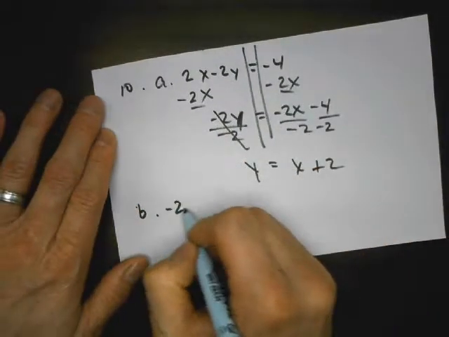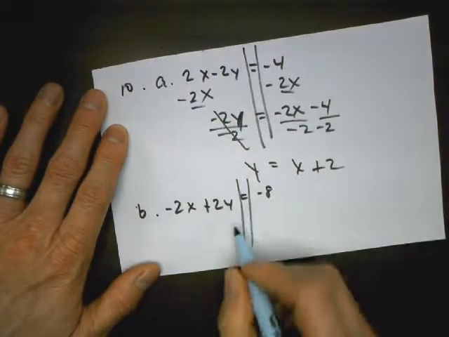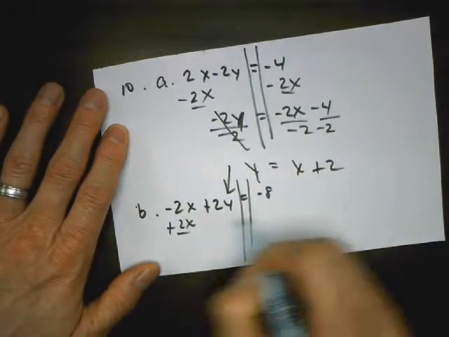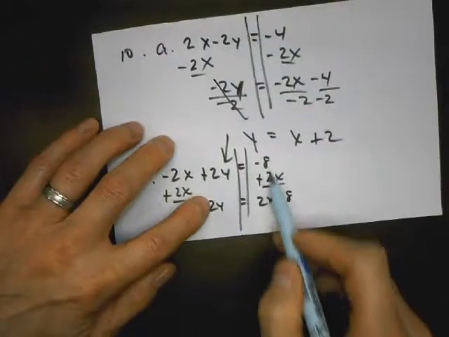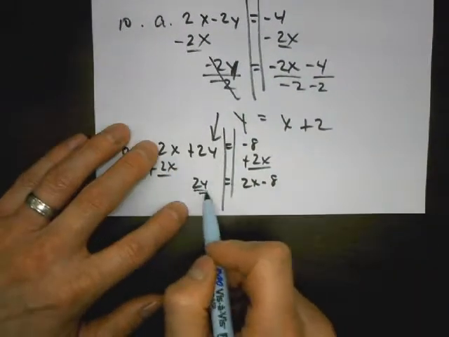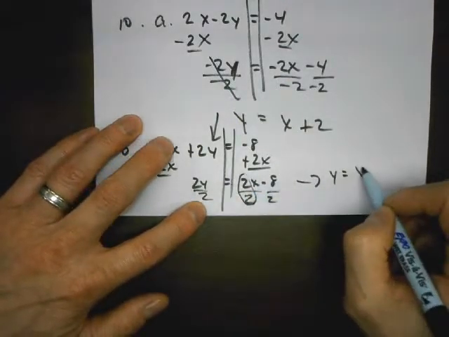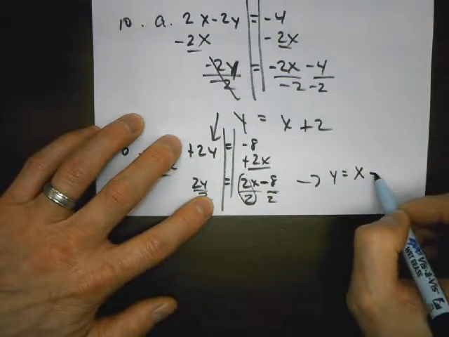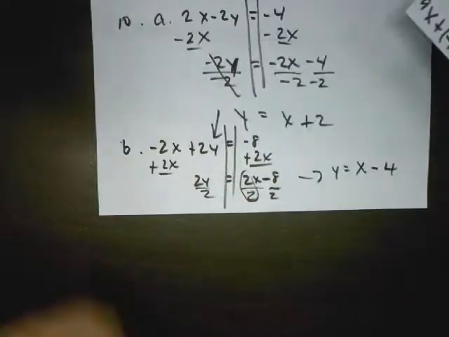We're on B now. B is negative 2x plus 2y equals negative 8, so we're going to isolate y. I add 2x to both sides. I got 2y equals 2x minus 8. I can't add those two because one's an x and one's not. Divide everything by 2, and I get y equals, this is 1, right? So that's x, and this is negative over positive is negative 4. Well, that's not the same. That's x minus 4. This one's x plus 4. I don't want that one. Okay. So, going on to the next one now for problem number 10.